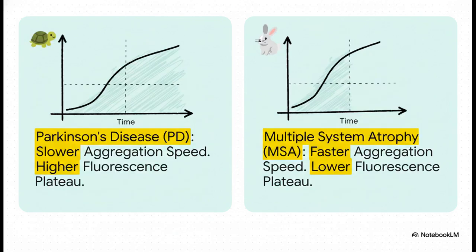And we see a similar story with the SAA kinetics, which provides a molecular basis for this distinction. This is based on the alpha-synuclein strain hypothesis. What we see is that MSA-derived seeds trigger faster aggregation, but they produce a lower final fluorescence plateau from the thioflavin T reporter. This is in contrast to PD-derived seeds. These distinct kinetic profiles are a direct reflection of underlying conformational differences in the pathological aggregates themselves.